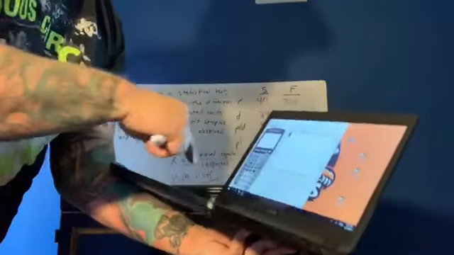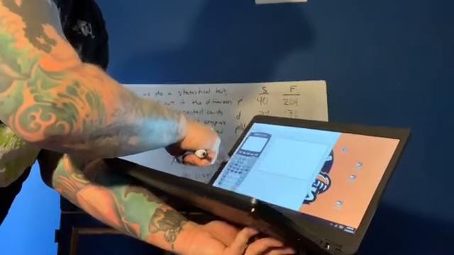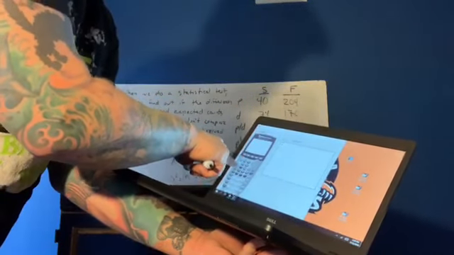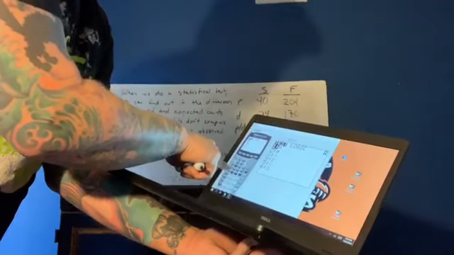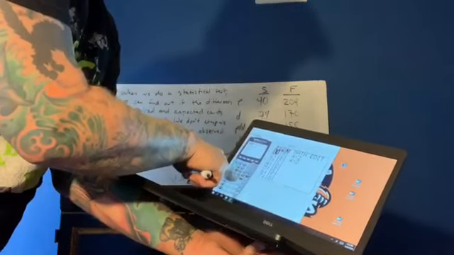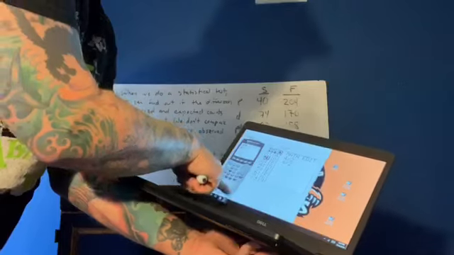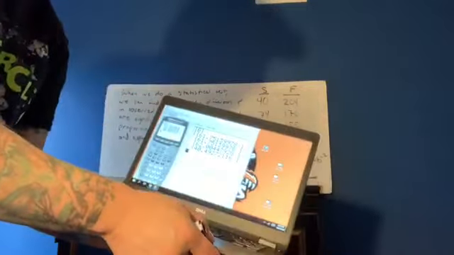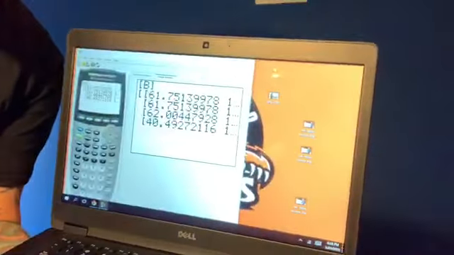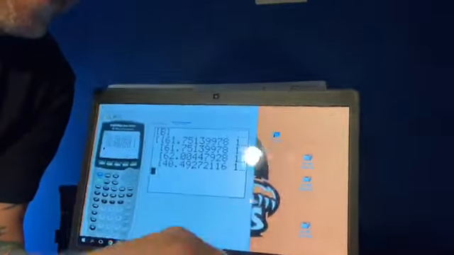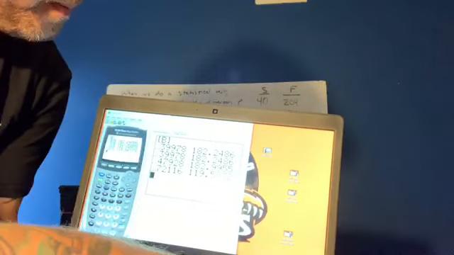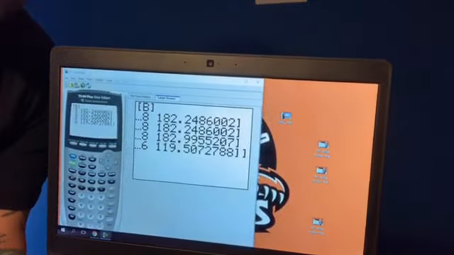Let's do that once. Here we go. Matrix. That's not it. Matrix, there it is. Matrix B. All right, so there's our observed matrix. Can we see it? Good. And if we scroll over, we'll get the other side of the expected matrix.